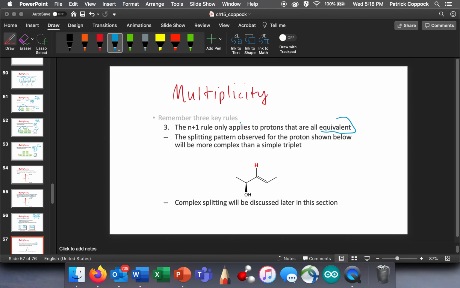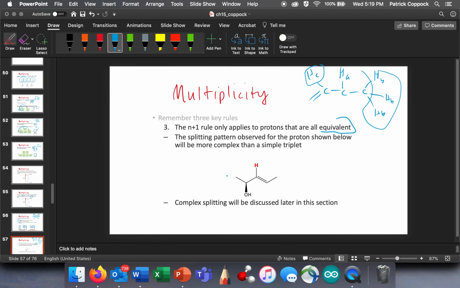Okay? So if you've got HA, HB, and HC, because let's say those are different, right? Suppose these are different. Then even though HA's got, let's see, 3 neighbors over here and 1 more over here, they don't split the same way because the neighbors are not equivalent.